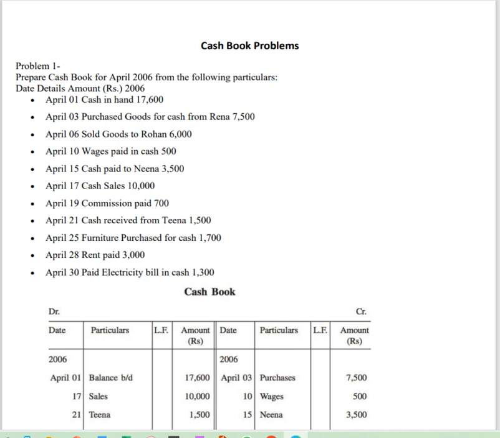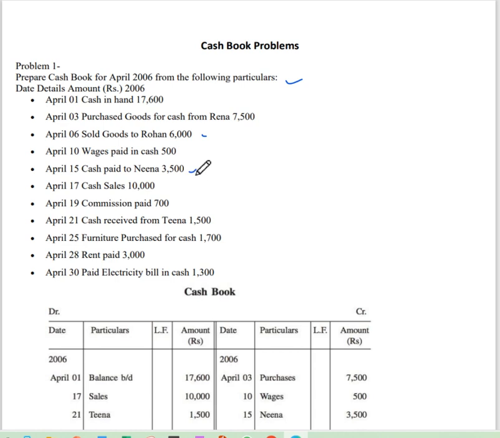Prepare the cash book for April 2006 from the following particulars: date, details, amount in rupees, year 2006. April 1st, cash in hand 17,600. April 3rd, purchase goods for cash from Reena 7,500. April 6th, sold goods to Rohan 6,000. April 10th, wages paid in cash 500. April 15th, cash paid to Nina rupees 3,500.